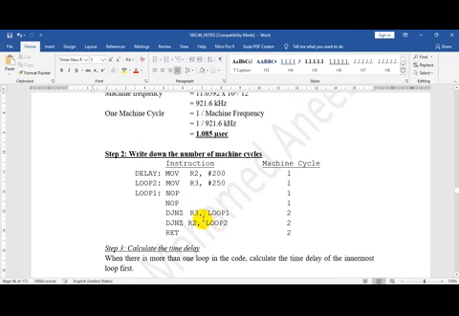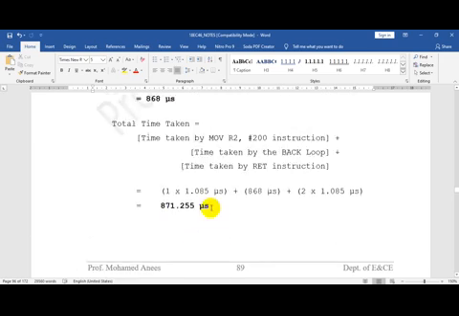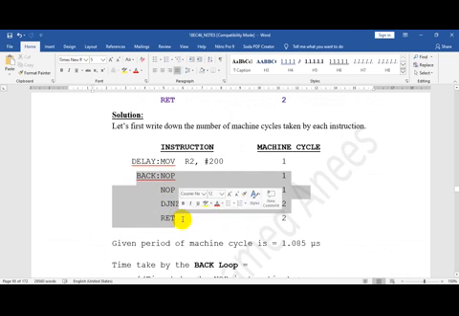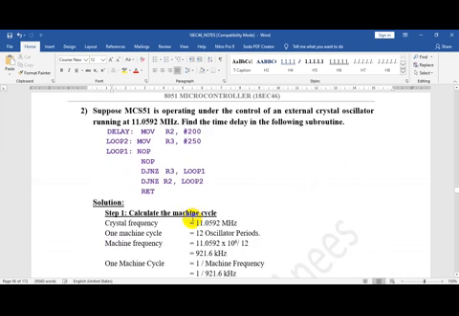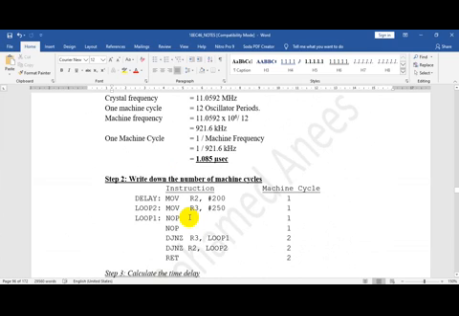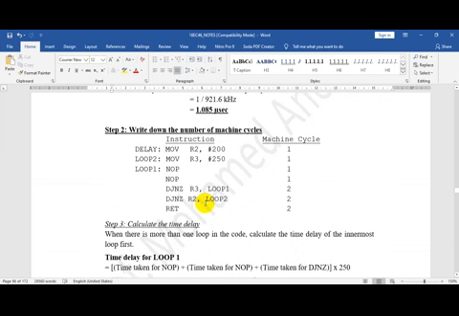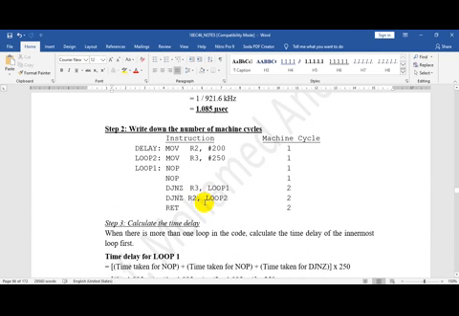Now, in this problem, you can see there are multiple loops. If you remember the previous problem, we had only one loop. So as said earlier, whenever you have loops in the code, first you have to calculate the time taken by the loops. And when you have multiple loops, first you have to calculate the time taken by the inner loop.